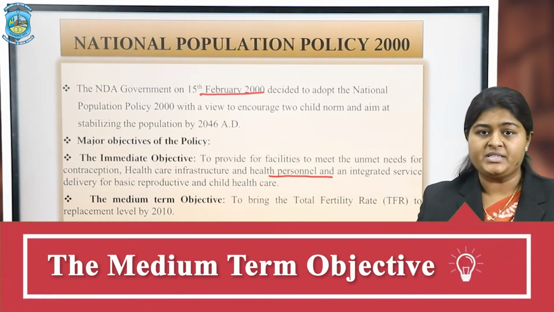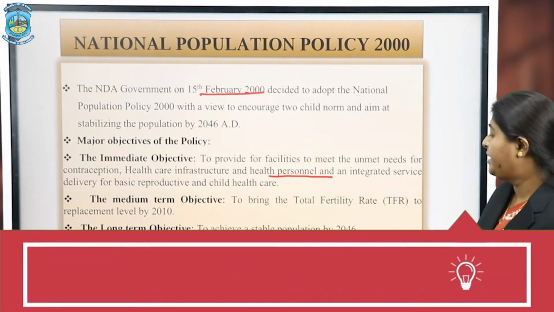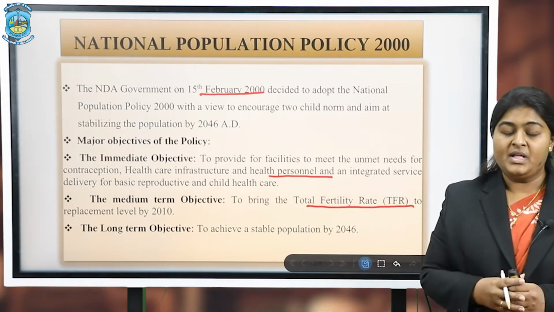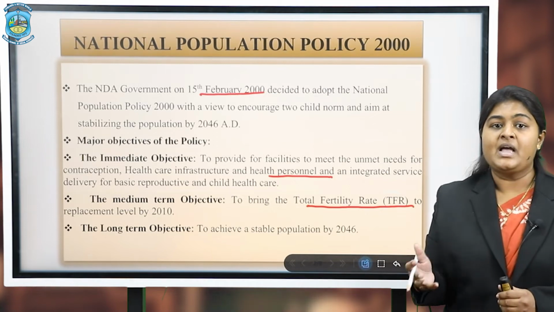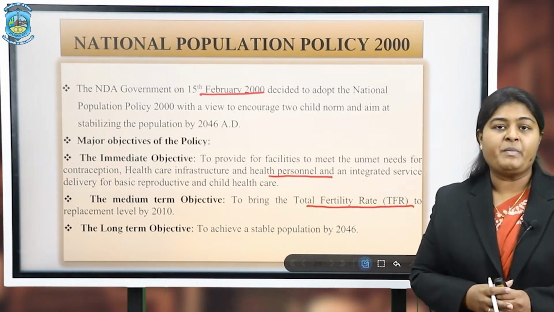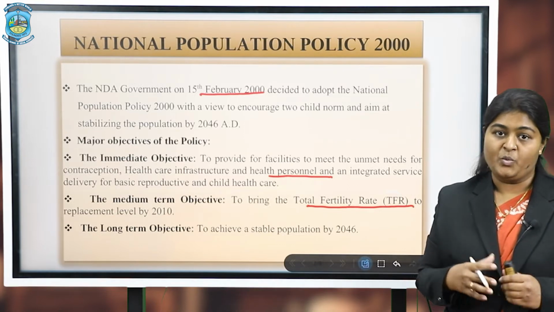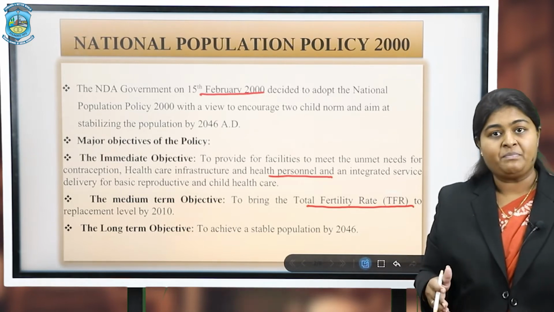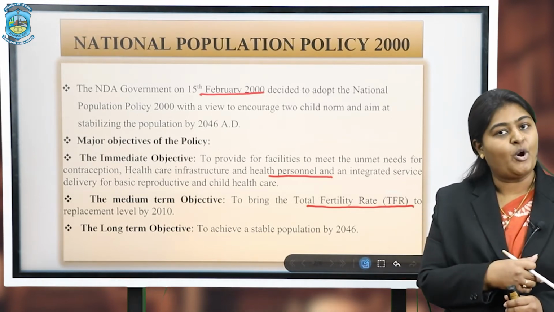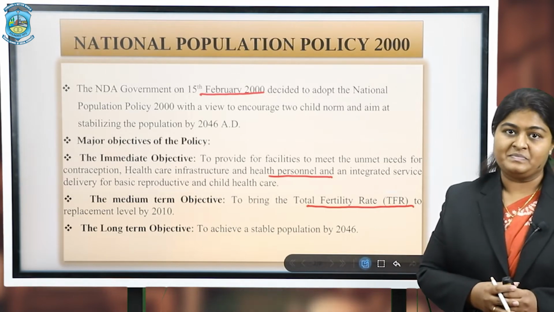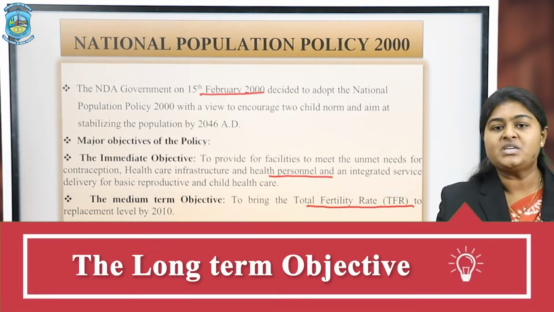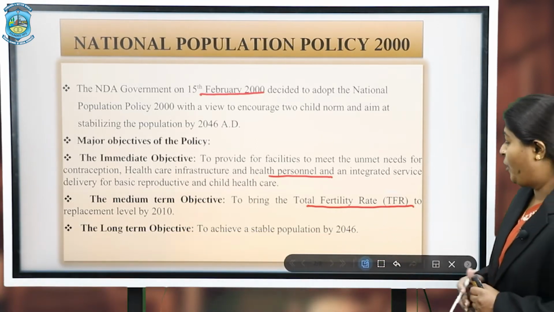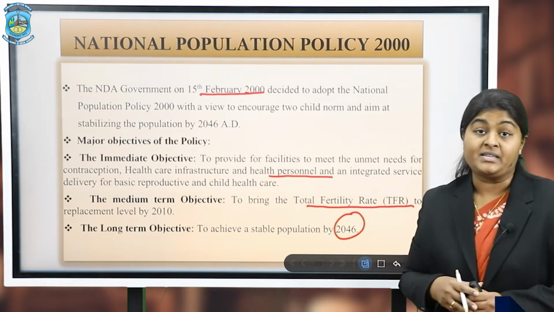The medium-term objective of the population policy is to bring down the total fertility rate to the replacement level by 2010. Now, the total fertility rate is the average number of children per woman in the reproductive age group, whereas the replacement level is the amount of fertility needed to keep the population the same from generation to generation. Moving ahead, the long-term objective of the National Population Policy is to stabilize the population by 2046.